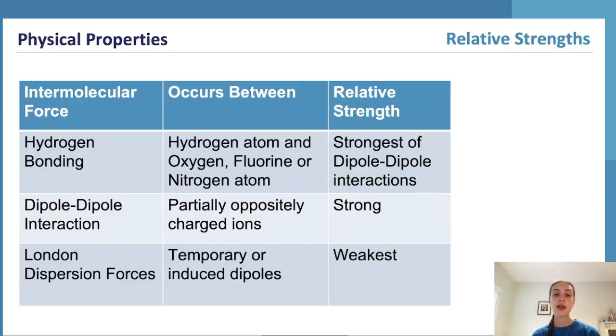and so their strength of intermolecular force is reasonably strong, but not as strong as hydrogen bonding. Then our final one is the dispersion forces, and they occur when there's a temporary or induced dipole, and they have a fairly weak strength. Their strength does increase with larger molecules due to there being more electrons, but they will always be the weakest intermolecular force.